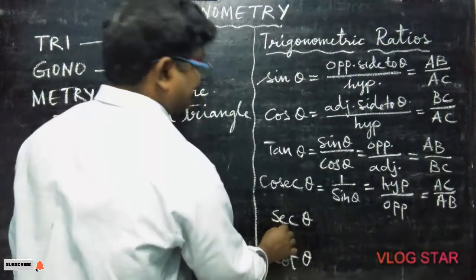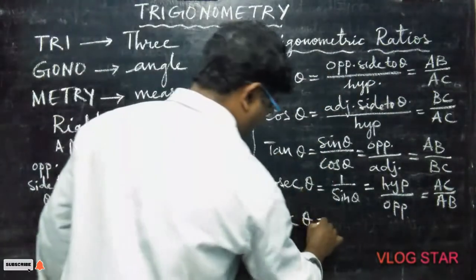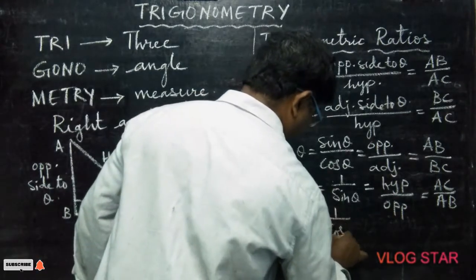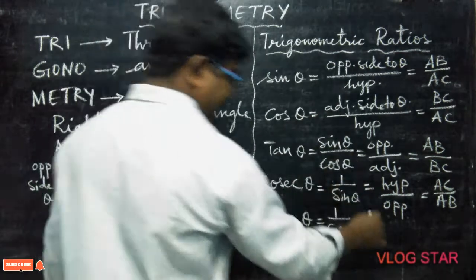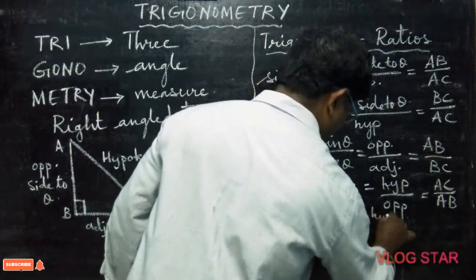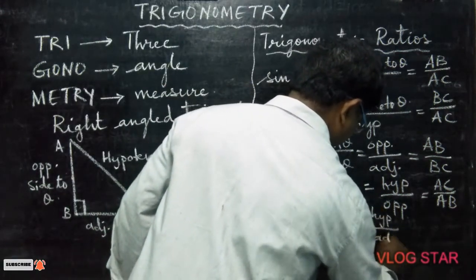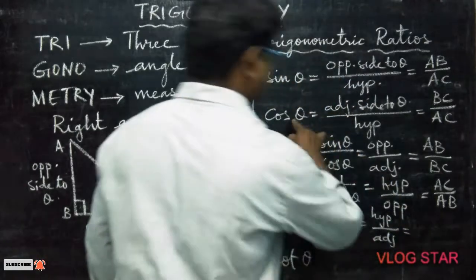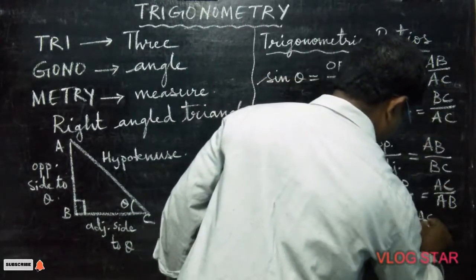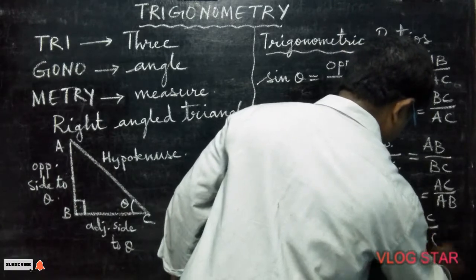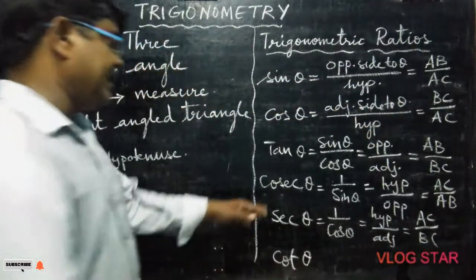Next, secant theta, the reciprocal, 1 by cos theta. What is this one? 1 by cos theta, reciprocal, hypotenuse by adjacent. Next, cosecant, reciprocal, AC by BC. So the first 3, if you know, the remaining are automatic.